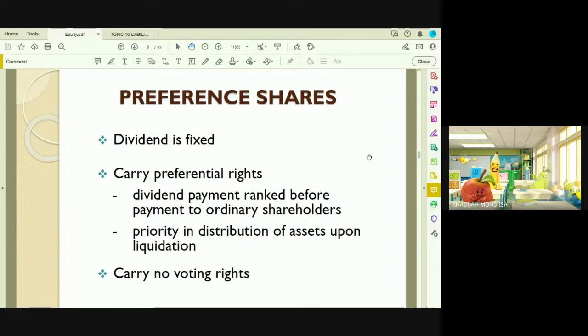All right, it carries preferential rights, that's why it's a preference share, right? Dividend payment ranks before payment to ordinary shareholders. So whenever the company wants to make payment of dividend, they will pay the preference shares first. They also receive priority in distribution of assets upon liquidation. However, the preference shares do not carry voting rights, so they cannot vote in the annual general meeting. They cannot choose their board of directors, for example.